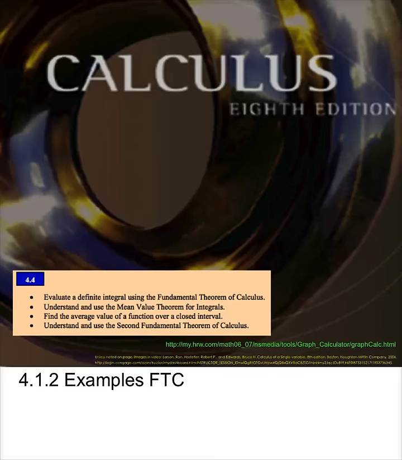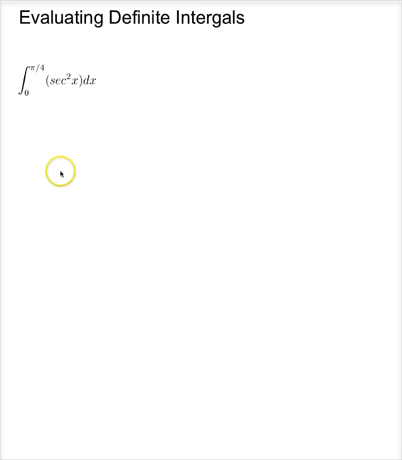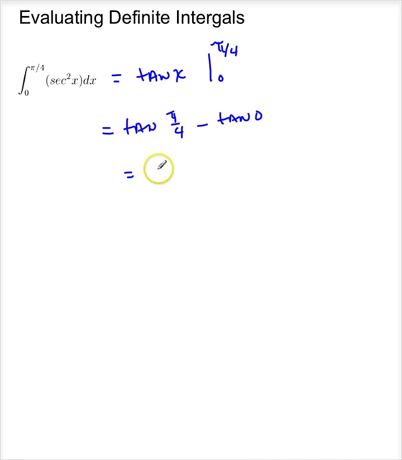Now let's do some examples using the fundamental theorem of calculus. Suppose I want to look at the integral from 0 to pi over 4 of secant squared x dx. Now, I know the antiderivative of secant squared is tangent of x, and we're going to evaluate it at 0 and pi over 4. Now, I remember you plug in the upper limit and subtract the lower limit. So this is tangent of pi over 4 minus tangent of 0. Now the tangent of pi over 4 is 1 minus 0, so this is 1.